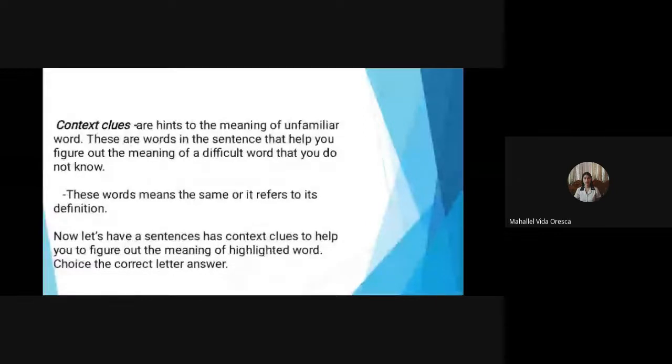Context clues are hints to the meaning of unfamiliar words. These are words in a sentence that help you figure out the meaning of a difficult word that you need to know. This word means the same, it refers to its definition. Now let's have a sentence with context clues to help you to figure out the meaning of the highlighted word. Choose the correct letter of the answer.